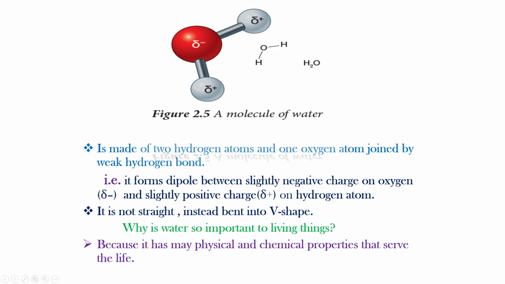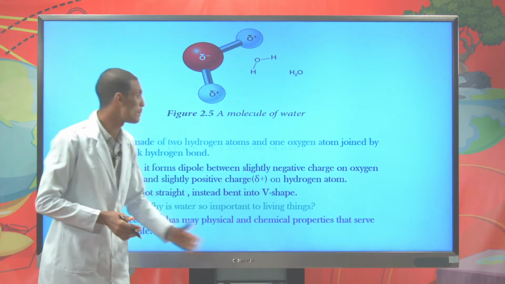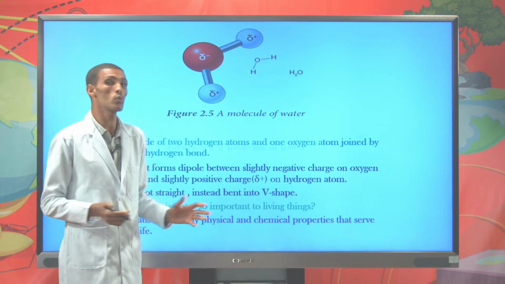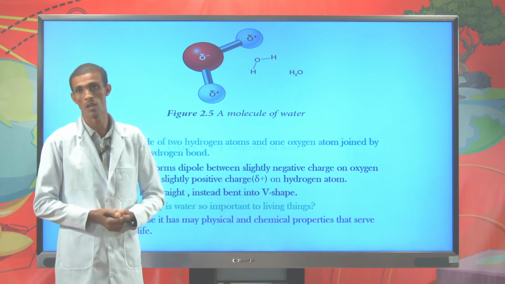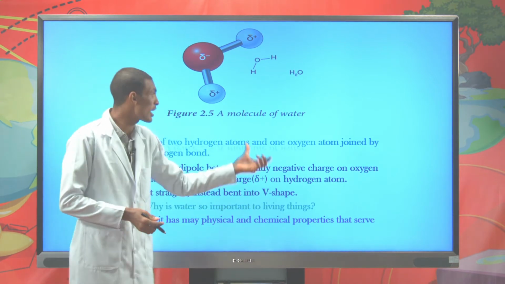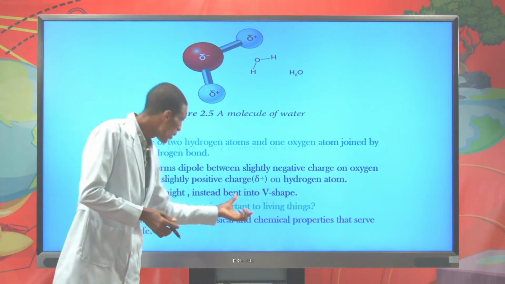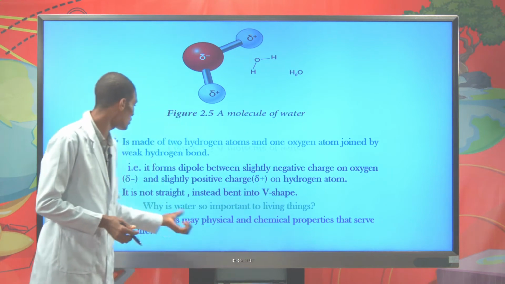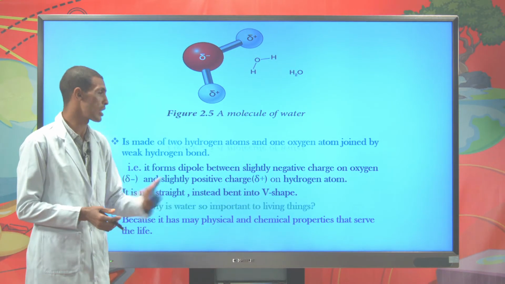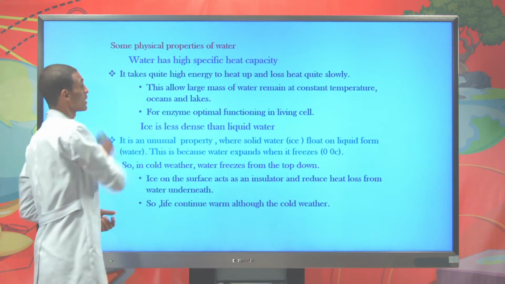It is very important to living things because of its enormous properties. The presence of many properties makes water the most important for life. Absence of water makes it very difficult for life to exist on this planet. So, water has so many properties that serve so many functions for life. Let's see some properties of water one by one.